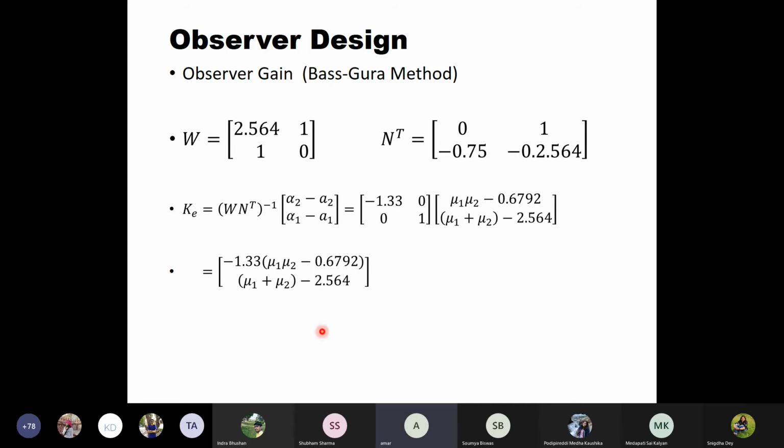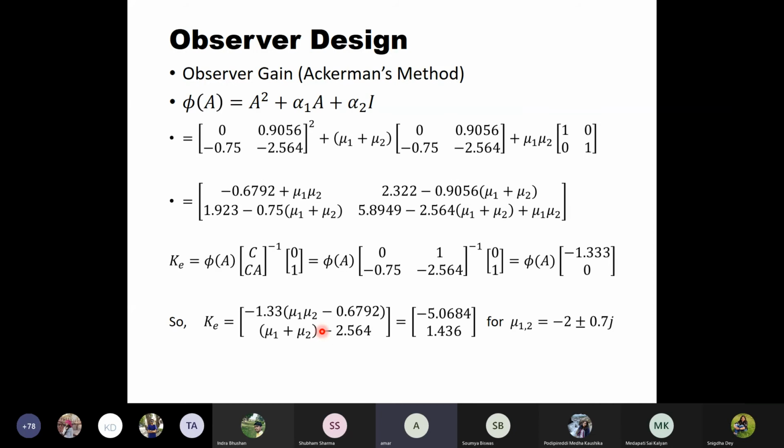In a similar fashion, I can also find it using Ackermann's formula. In case of Ackermann's formula, I have to find out the phi(A). Phi(A) will be A squared plus alpha 1 A plus alpha 2 I, because this is a second order system. So I'll put the A matrix over here. Alpha 1 is mu1 plus mu2, alpha 2 is mu1 mu2. So phi(A) will be this matrix expression, which is in terms of mu1 and mu2.